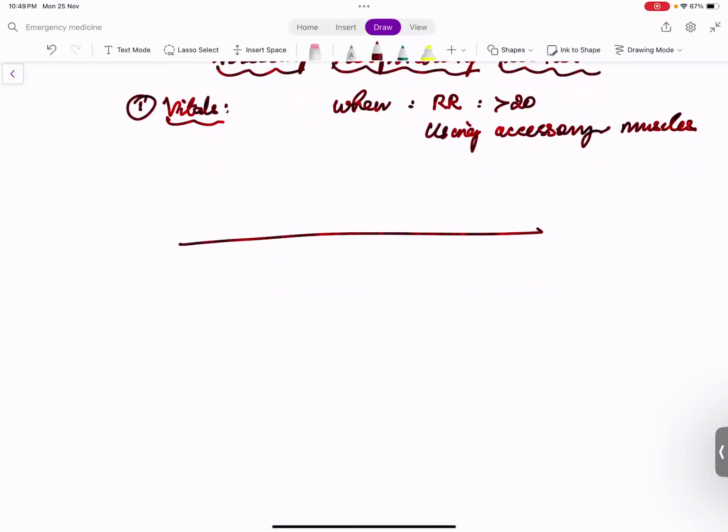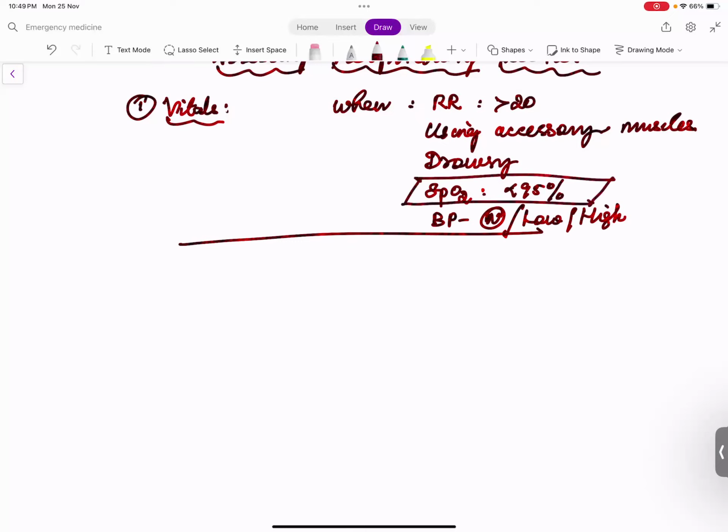Okay. He's using his accessory muscles of respiration. And sometimes he may even be in a drowsy state with his respiratory rate high. Then comes your saturation. As you know, the normal saturation will be more than 95%. Suppose it is less than 95%, then you can tell the patient is in distress. Blood pressure may be normal or low or high. It could be anything.